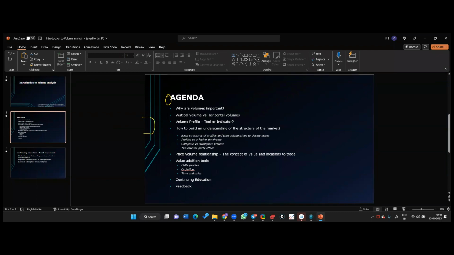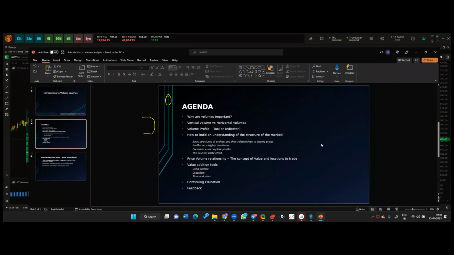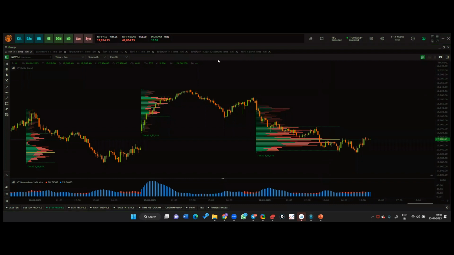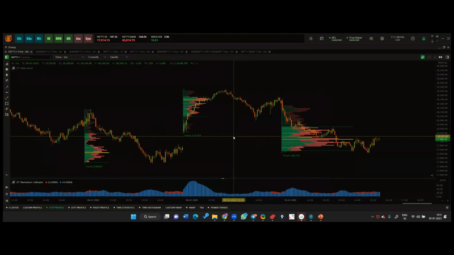Now, when we talk about a basic understanding of the markets, before we move ahead, I'd like to discuss a couple of basic pointers of volume profile itself, because we have quite a few participants who are rather new to the entire volume analysis. This is the volume profile on a daily basis, essentially showing me volumes traded at every price point on a particular day.